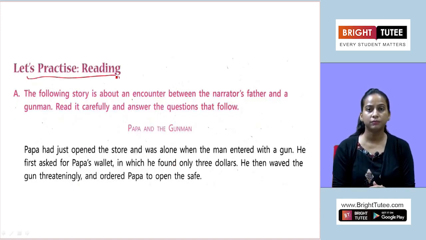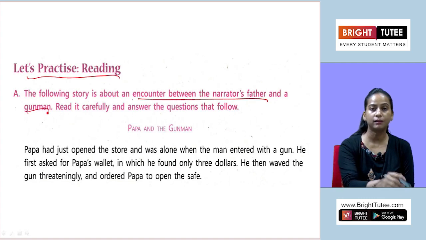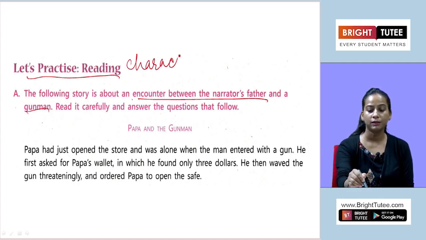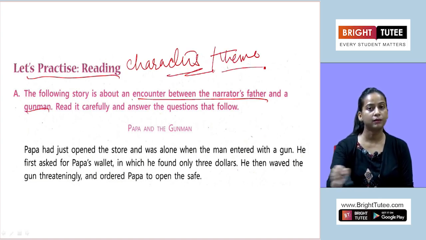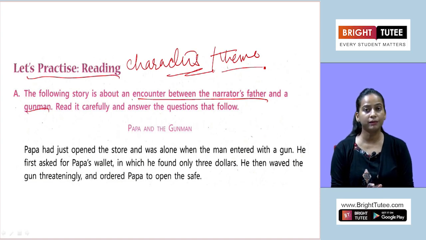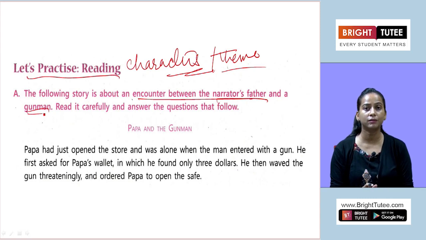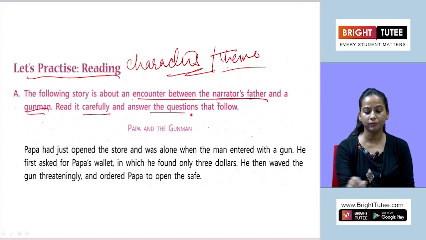Let's practice reading. The following story is about an encounter between the narrator's father and a gunman. So here we have to identify the characters and the theme of the story, and sometimes it is written in first person or sometimes in third person. Here, the narrator's father and the gunman, these two people are involved, so it is written in the third person. Read it carefully and answer the questions that follow.